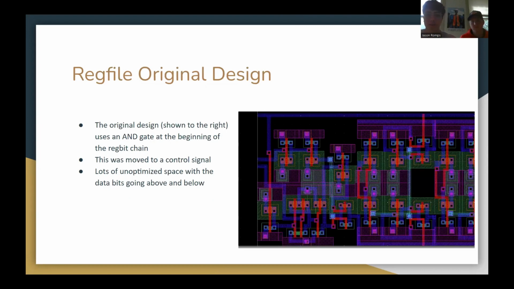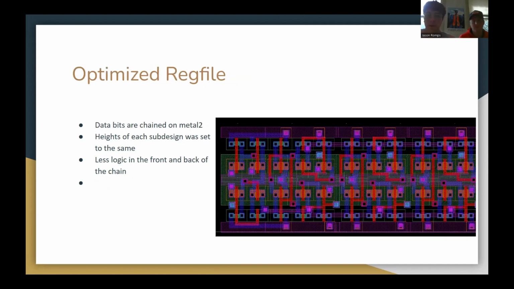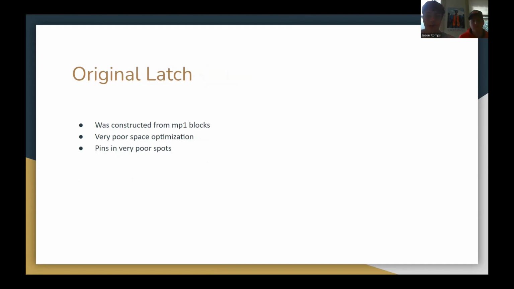This is the original reg file design using the old reg bit, as well as the original AND gate that Colin talked about earlier. This was just really poorly optimized. You can see there's so much open space, even between all the individual reg bits and the logic at the beginning. If we take a look at the new optimized reg file, everything looks super compact and flows together super well. The heights are the same for every single sub-design, and there's less logic at the front and the beginning of the chain. Now I can talk about the latch.